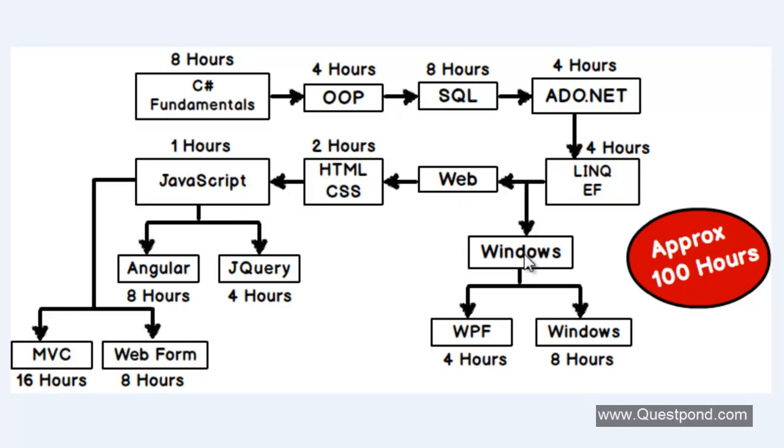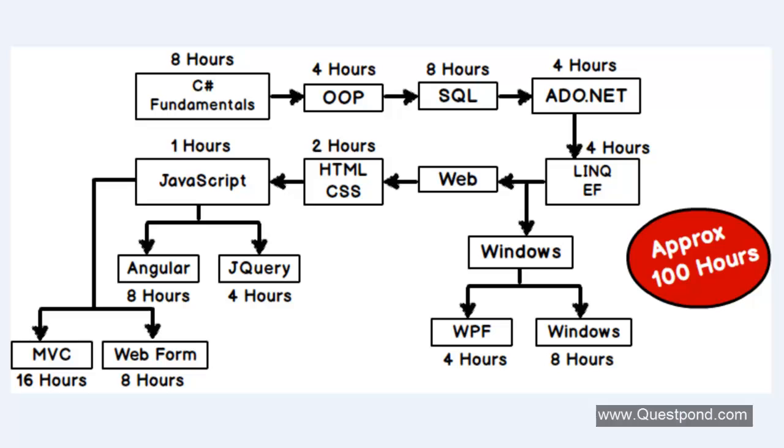In case you are doing the Windows track, then again you have 2 flavors: one is WPF and the other is WinForms. Also, one track which is missing in this diagram is mobile, and for mobile you have something called Xamarin. So the point is that if a person has to become a C# developer, this is the roadmap you have to follow. For now, we need to start with the first step, that is C# fundamentals.